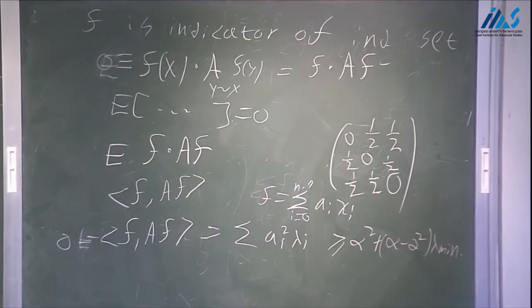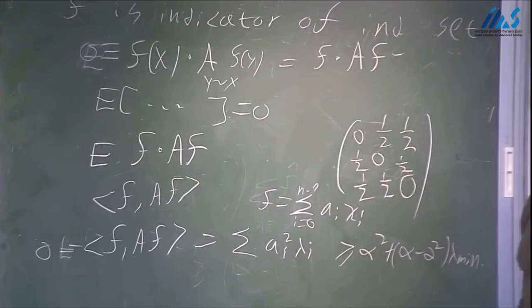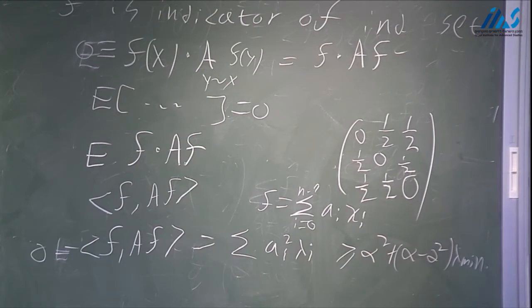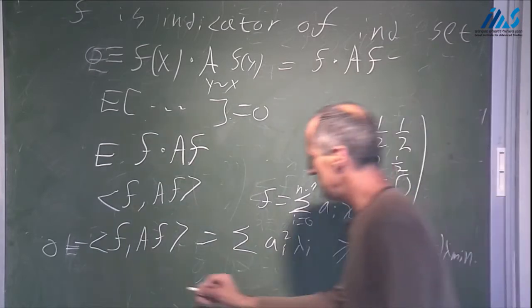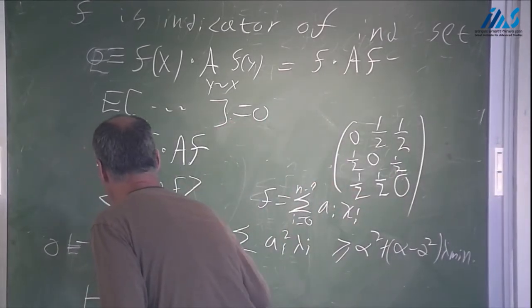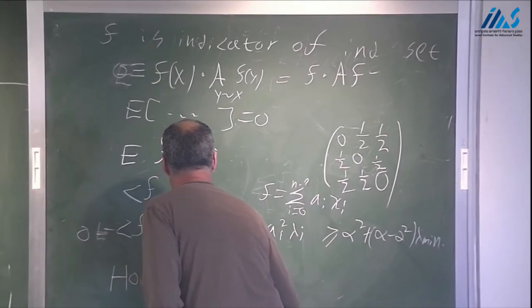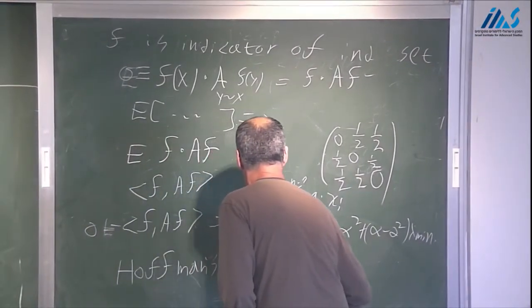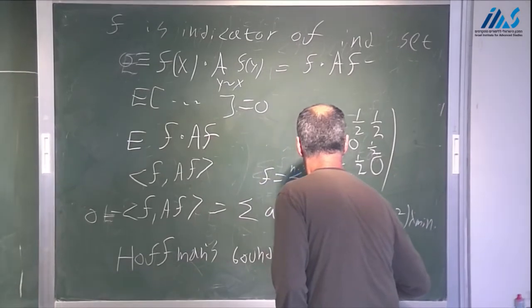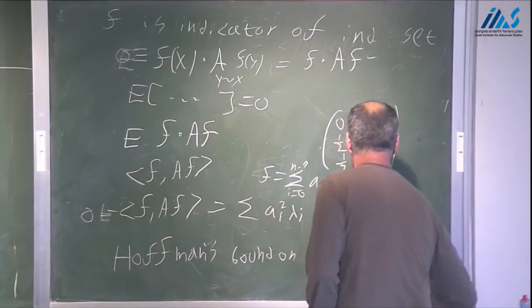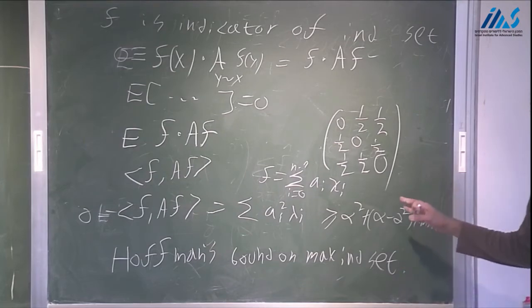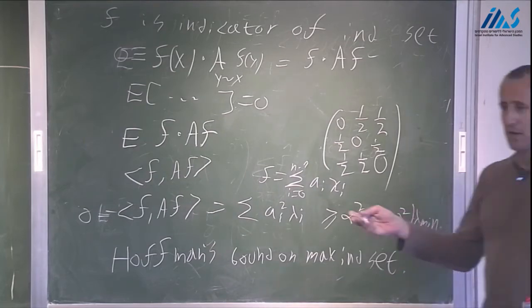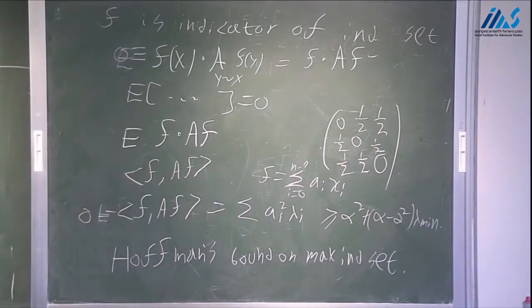And this gives you some bound on alpha. I think it gives you alpha is smaller or equal to minus lambda min divided by 1 minus lambda min. So this is Hoffman's bound on max independent set. And for example, for a triangle, it's tight. You get 1/3.